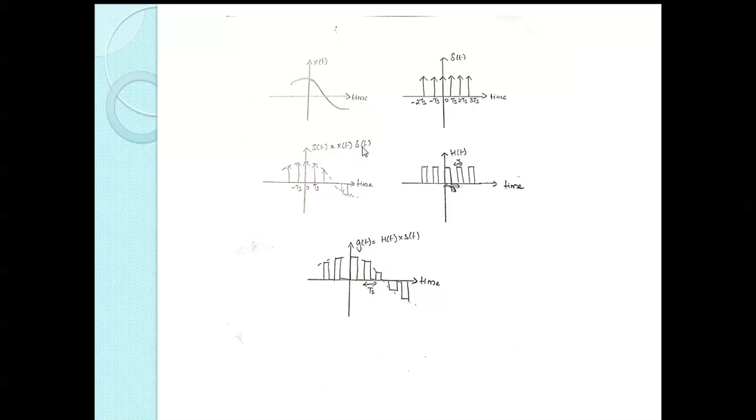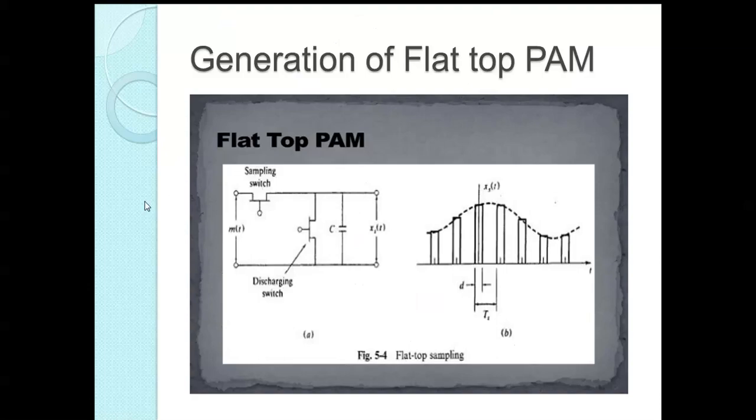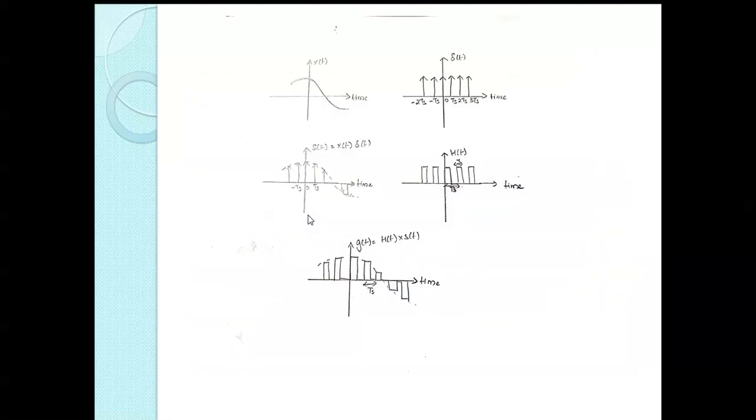Okay, so this is the output which is generated by the sampling switch. So here I'll be having the output. Now at this stage I'll be giving the pulse train here. So this will be acting as a discharge switch. What will happen is these two, this input and this input, will be combined, and I'll be getting it like this.